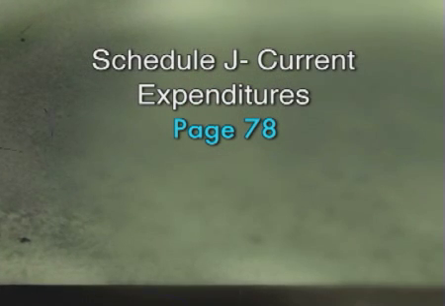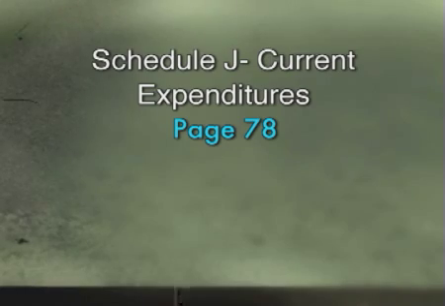We'll now turn to page 78, which is Schedule J, which is your monthly expenses. Under this schedule, you list all the expenses that you have every month, any car insurance payments, any utility payments, how much you spend on food, how much you spend on home repairs, anything that you spend on a normal basis every month, you list on this schedule.